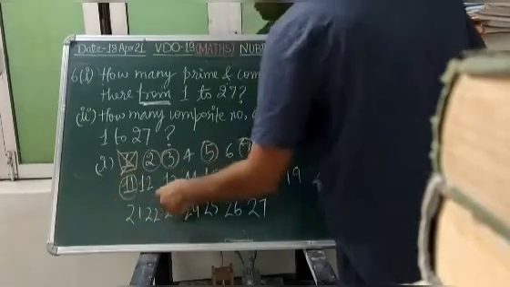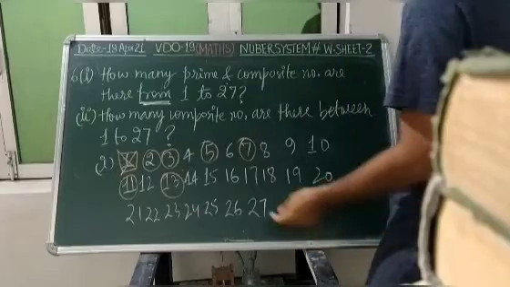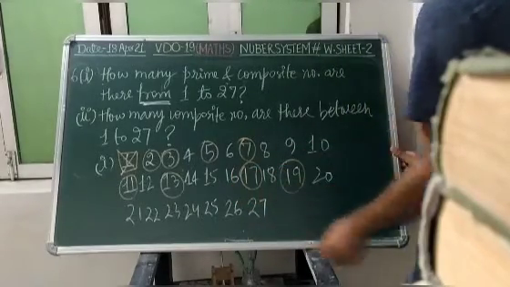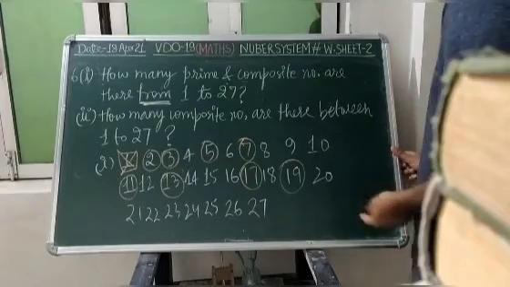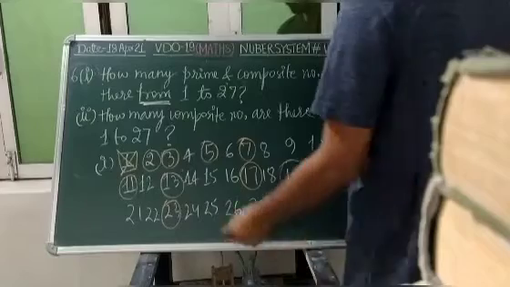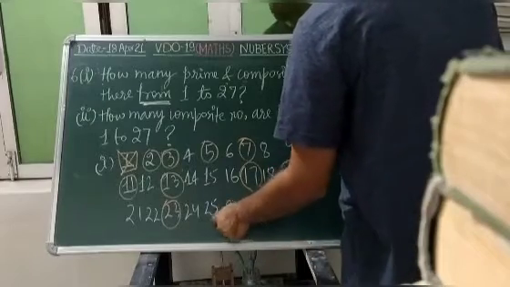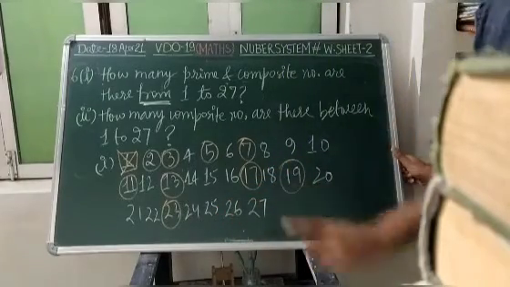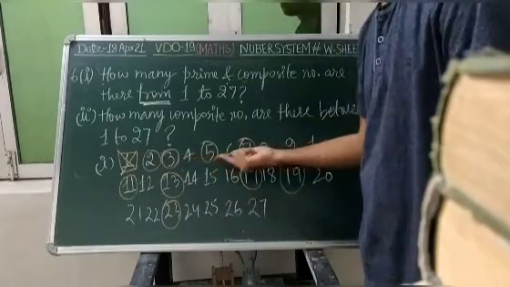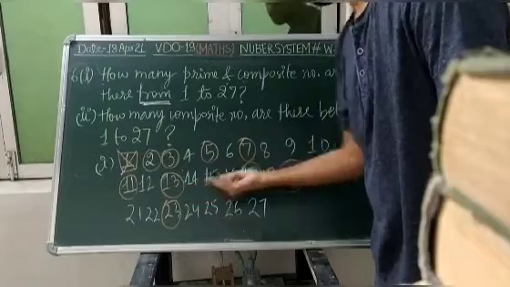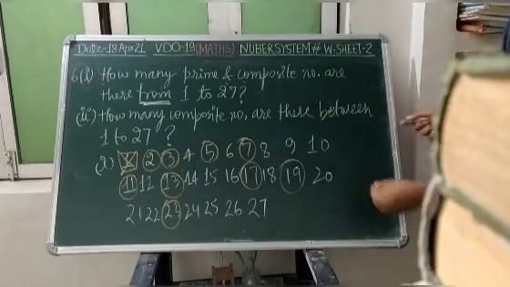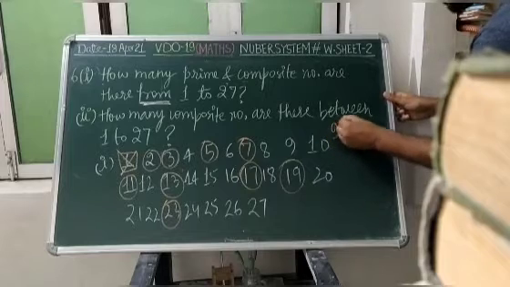11 is there. 13 is there. Then after that, 17 will be there. 19 will be there. And 23 will be there. 21, 26 and 27 will not be there. So how many prime numbers are coming? 1, 2, 3, 4, 5, 6, 7, 8, 9. So there will be 9 prime numbers from 1 to 27.